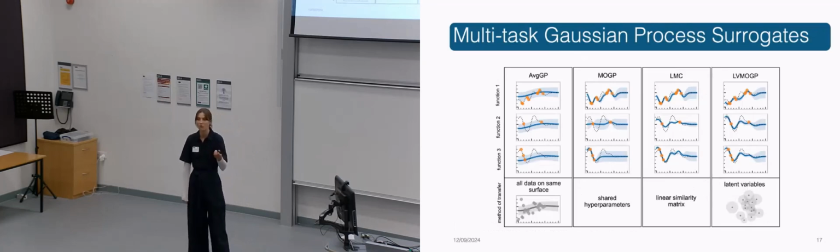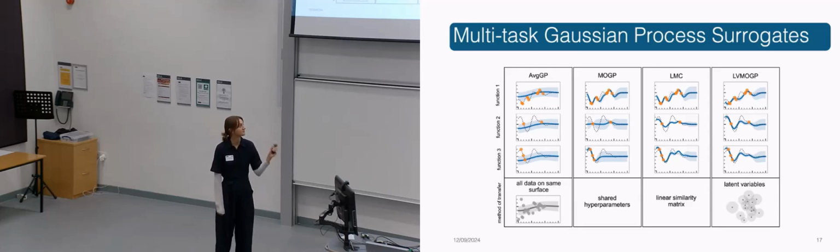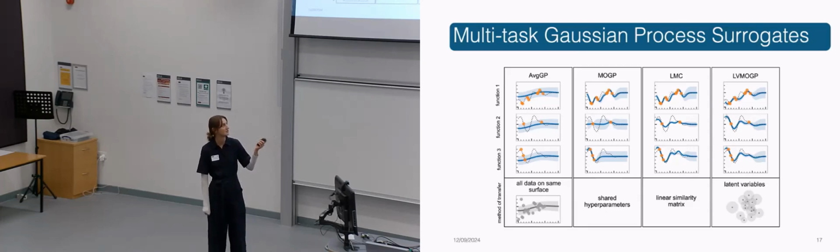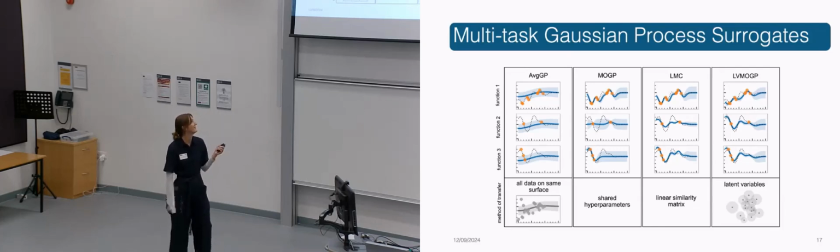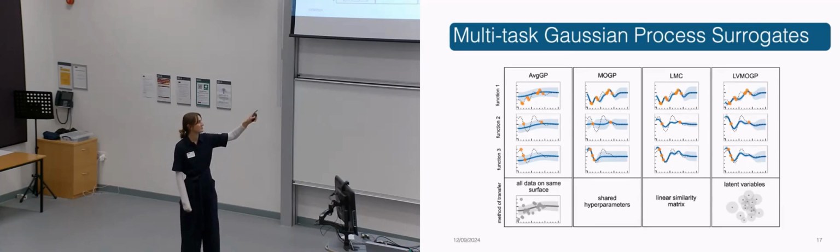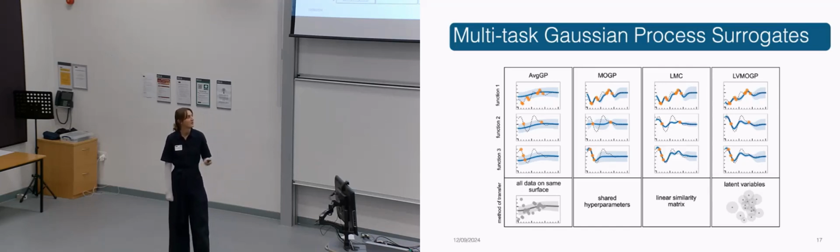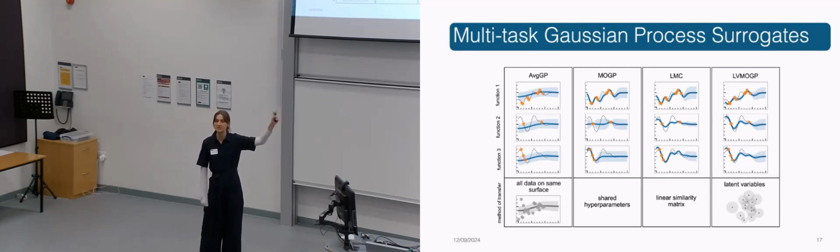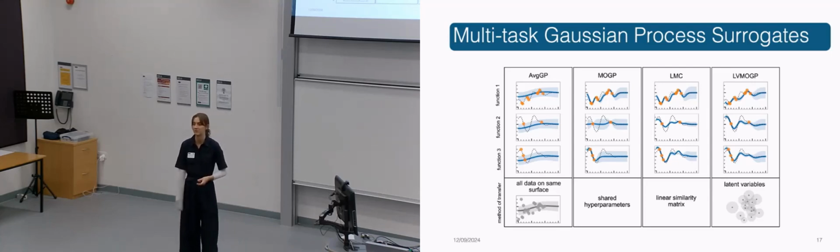So this is just a summary of our 4 models that we're looking at, going from simplest to most complicated. We start with the average GP, the MOGP, the LMC, and the LVMOGP. And you can see how the predictions differ. The average GP is just predicting the same thing for every function regardless of the differences. The MOGP shares the kernel hyperparameters, but on the bottom one where it hasn't seen much on the right hand side, it's just gone to the prior. And then the LMC and the latent variable output GP are able to predict a bit more.